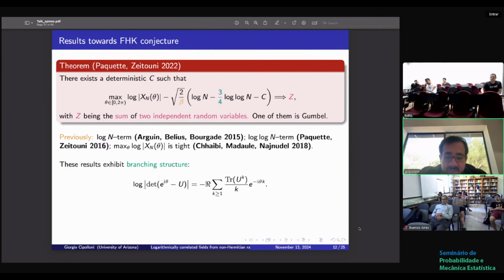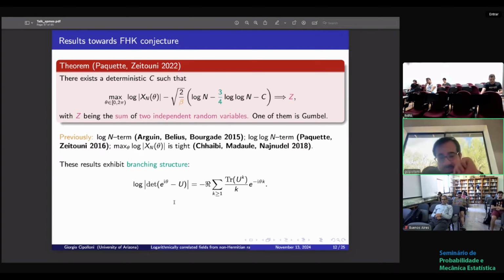And again, one thing that I want to highlight, I'm of course not going into the details of the proof, but that all these results that I mentioned here, and even the one by Paquet and Zeitouni, in a way or another, they exhibit a sort of underlying branching structure.